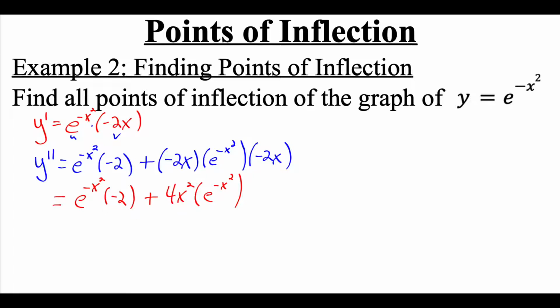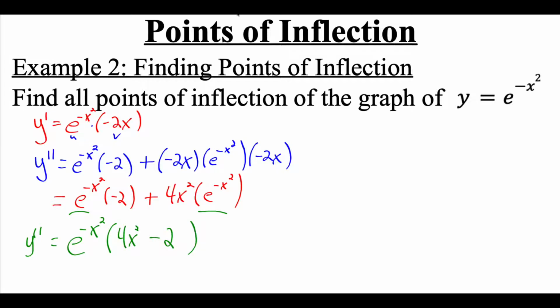Now, since both of these have e to the negative x squared in them, we can actually factor that out as a GCF. Now I'm going to rearrange this. I'm going to put the 4x squared in the front, and I'm going to put the minus 2 on the end. So we're going to use our second derivative as e to the negative x squared times 4x squared minus 2.